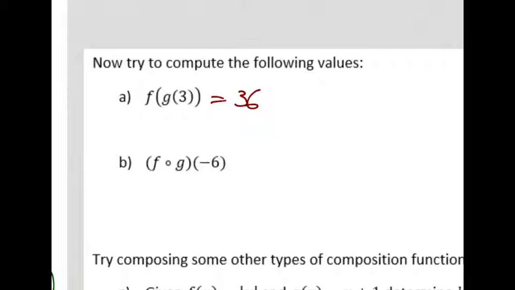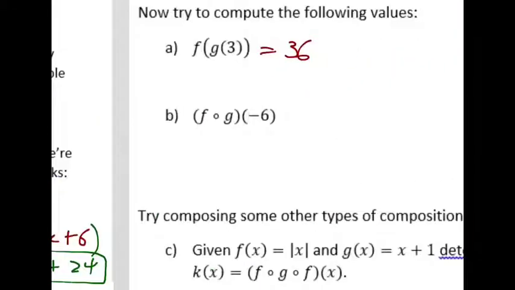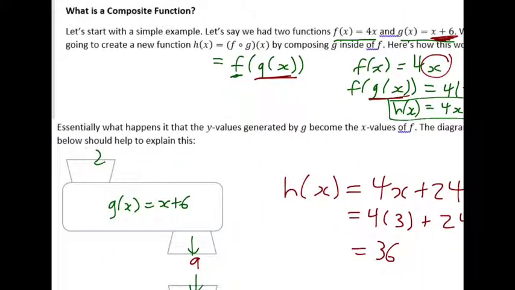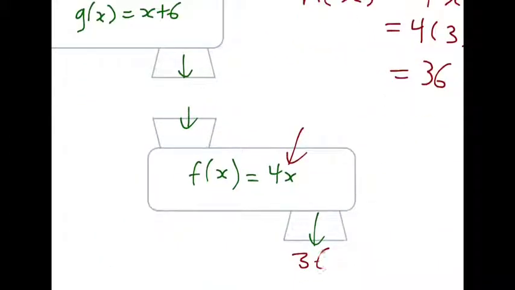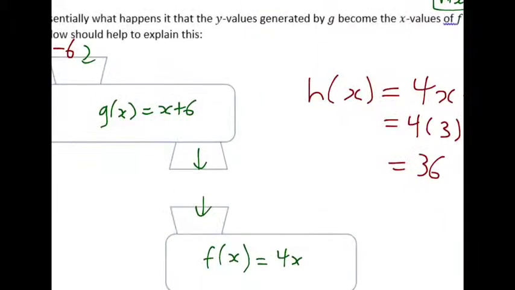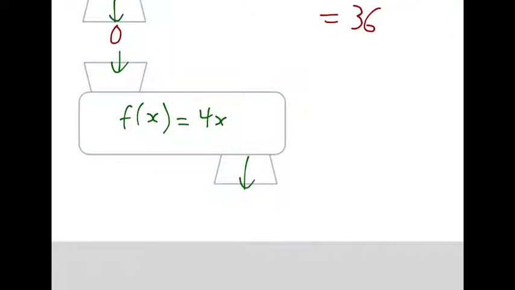Let's try with f of g of negative 6. Okay? So again, all this means is f of g of negative 6. So you find g of negative 6 first, whatever that equals, and then put that into f of x and figure out what that equals. Okay? So let's do that using the flow chart here. So we put in negative 6 for x. Add 6. What do you get? 0. That becomes the input of f of x. 4 times 0 is 0. So the output should be 0.